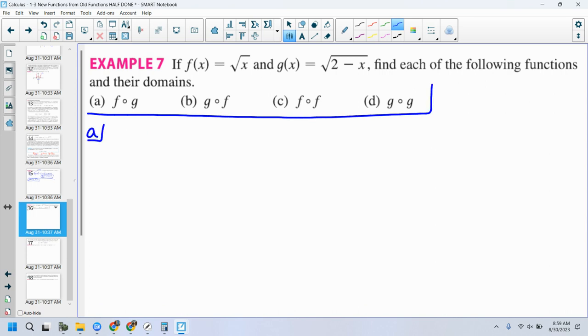F of g, that means f of g of x. Which is f of, I sometimes write it like this, just to remind myself what's happening. I sometimes put the function g inside the notation of f. Like f of, and I'll put g of x in, radical 2 minus x. So that's telling me take f and put in radical 2 minus x. So f was radical x, so it's going to be radical of radical 2 minus x.